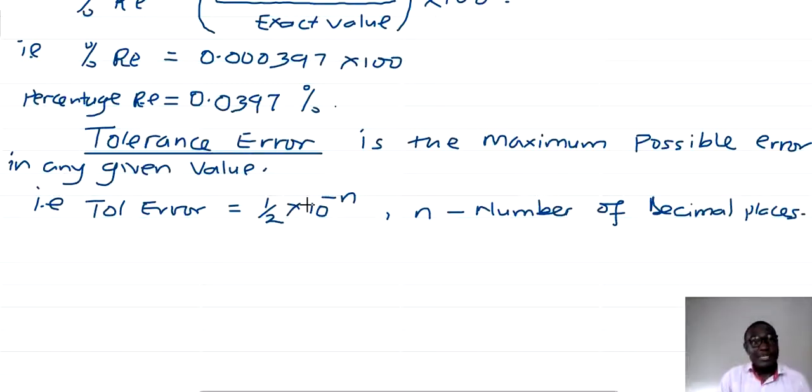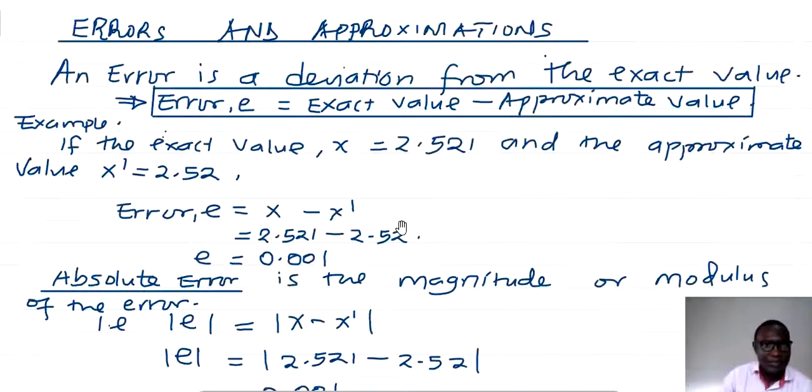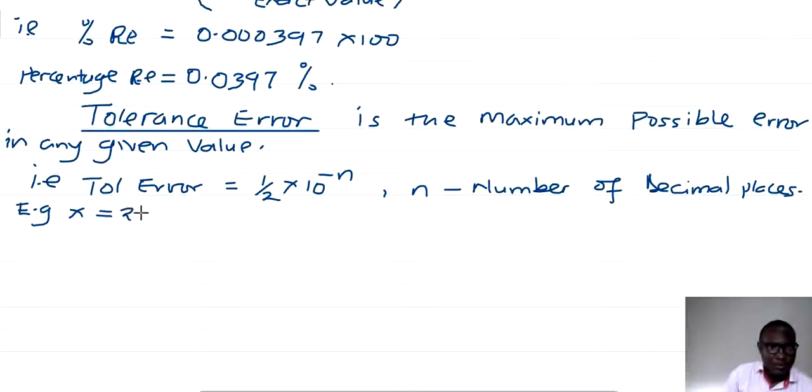Now, this tolerance error is very important when it comes to finding the roots of equations here in numerical methods. So, tolerance error occurs within one value. Take an example, e.g. if our exact value, I'm going to still refer to our example, which is right here, I'm going to take this. So if x is 2.521, then we need to compute the tolerance error for this.